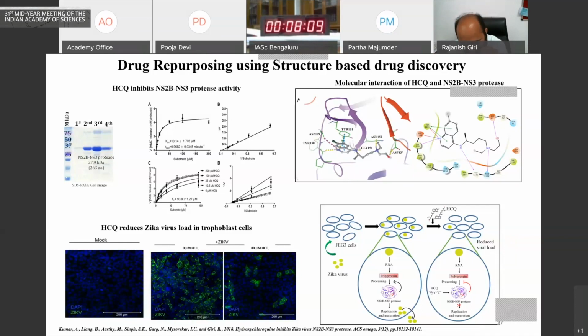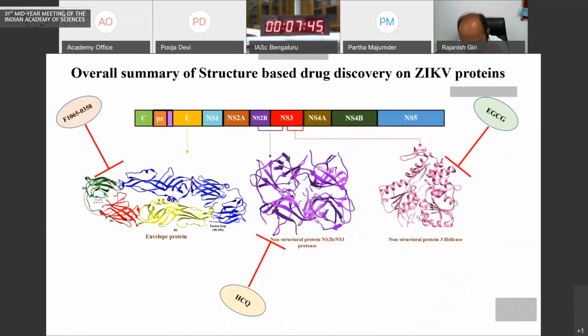And then at this stage, we communicated with a professor from Washington, and we asked whether we could do the antiviral assays on the virus in her lab. So she performed the antiviral assays, and then we completed the full story, and we found that hydroxychloroquine inhibits the Zika virus protease enzyme, and this is how we closed the story. So that was one of the drug discovery snapshots.